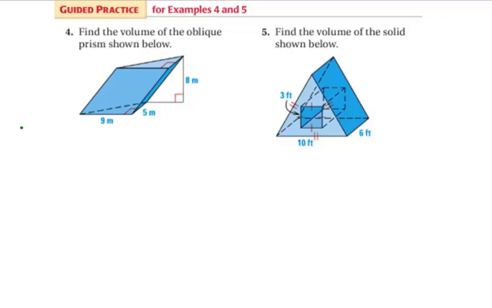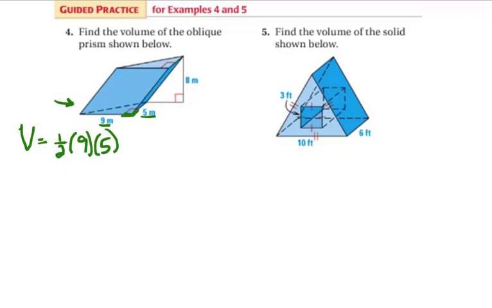Volume of this oblique prism for number 4. Volume is the area of the base times the height. Here my base is a triangle. And so remember that for a triangle, the area of the base is 1/2 base times height. Well, it's a right triangle. It tells me that right here. So one of those measures is a base, one is the height of that triangle. So I'm going to get 1/2 the base times the height.